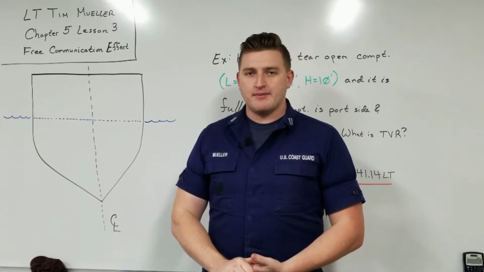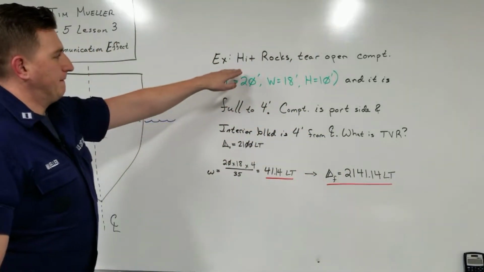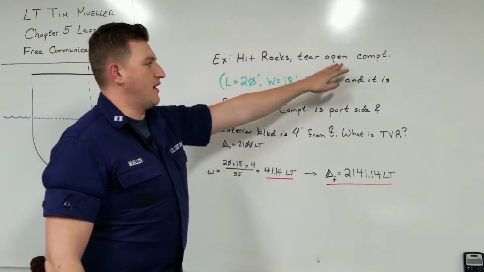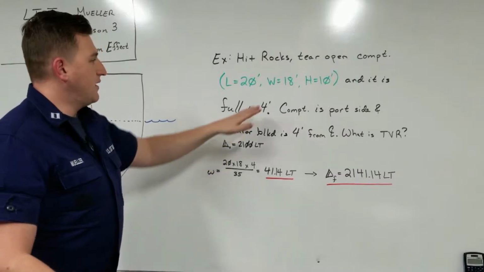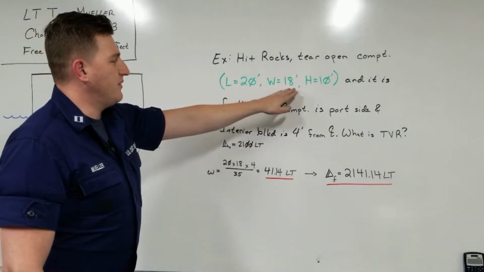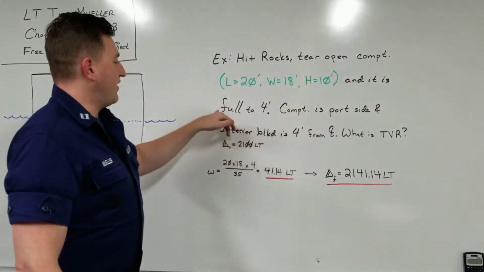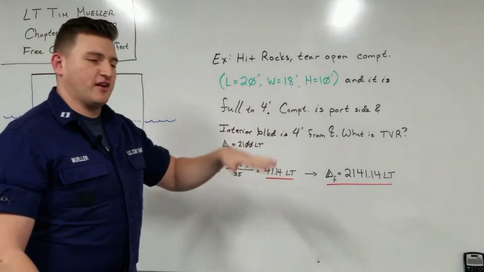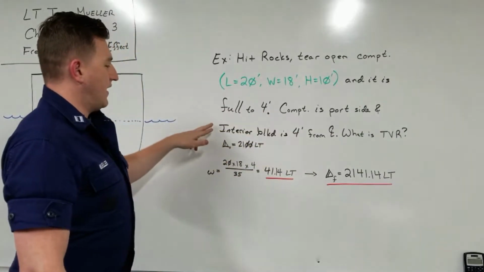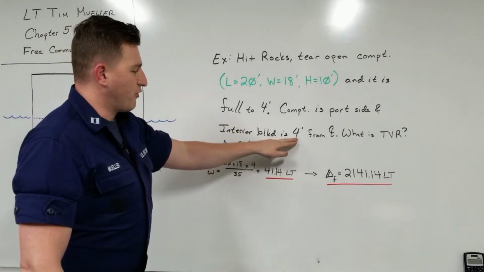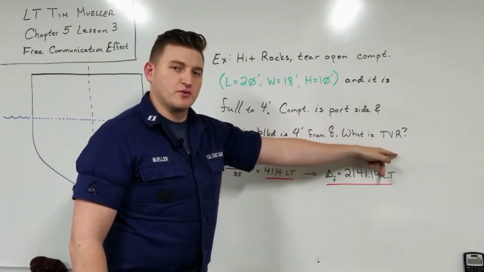Now let's move into an example problem here. In this prompt, we are on a vessel, and we hit some rocks and we tear a compartment open. This compartment has a length of 20 feet, a width of 18 feet, and an overall height of 10 feet. It's flooded up to 4 feet. The compartment is on the port side, and the interior bulkhead is 4 feet from the center line. What is TVR, or total virtual rise?